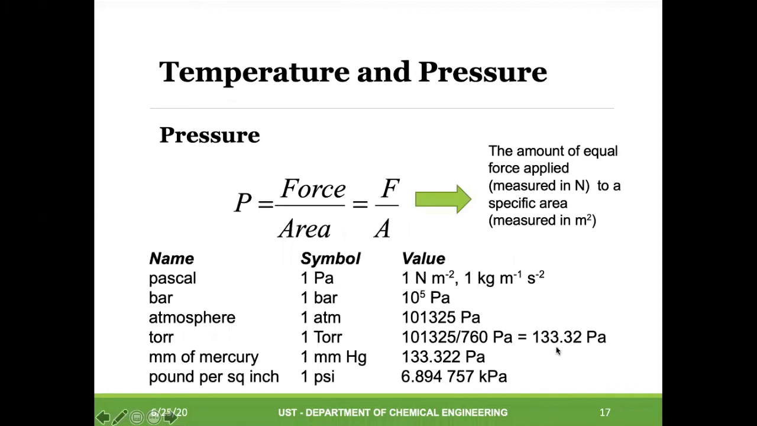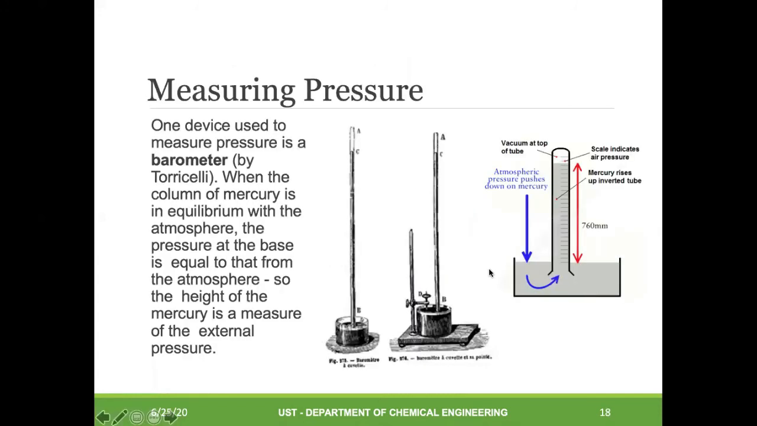I mentioned this earlier. Pressure refers to the force per unit area, the amount of force measured in Newton on a specific area measured in square meters. These are the different units of pressure: Pascal, bar, atmosphere, torr, millimeter mercury, and pound per square inch, or PSI. Take note of the conversion from one unit to another. One device used to measure pressure is the barometer.